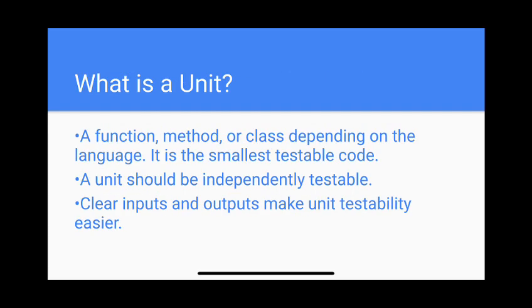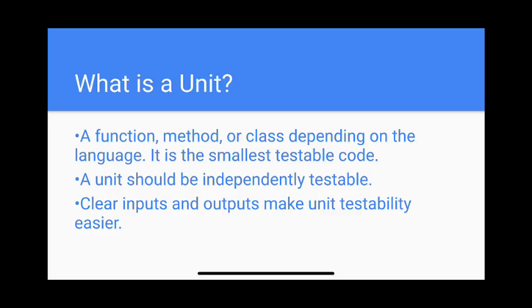So to begin, what exactly is a unit? A unit is a function, a method, or a class, depending on the language, and is the smallest testable code. A unit should be independently testable, and this is very important because to isolate the code that you're testing, it has to not be dependent on any other code because you're not using it for the test.